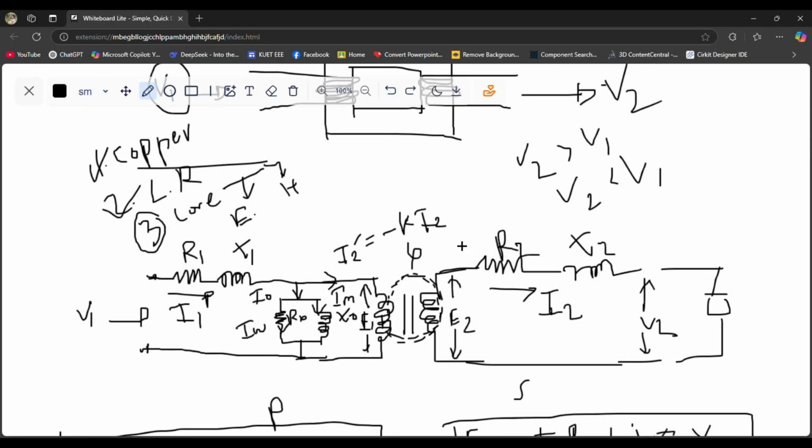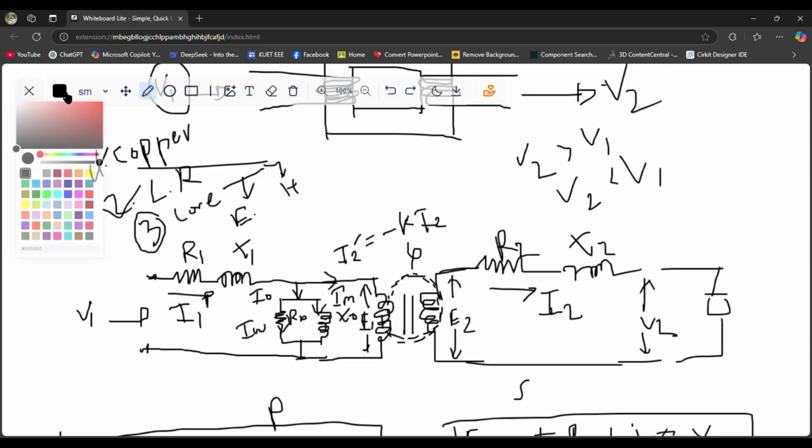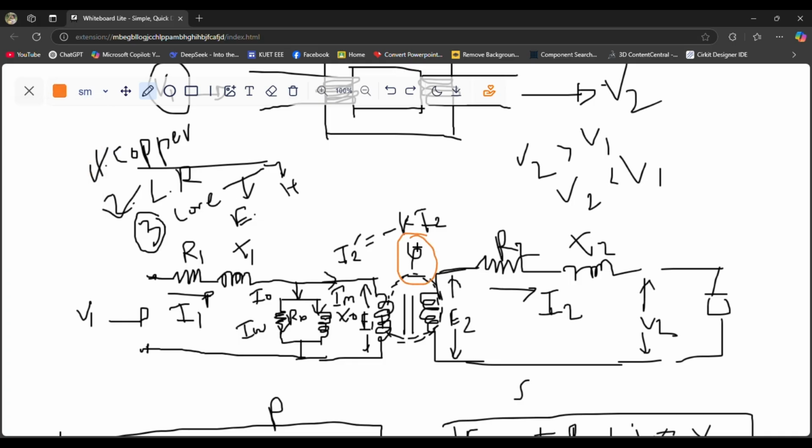So first of all, we have to take something which is common in both of the circuits. So which part is common for the primary and also for the secondary? Obviously this is the flux. Let me take another color. Yeah, this flux is common between these two circuits. So we have to draw the phi one first. The flux first.